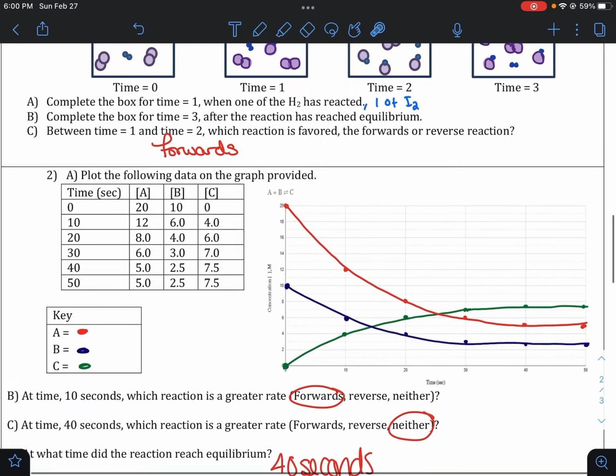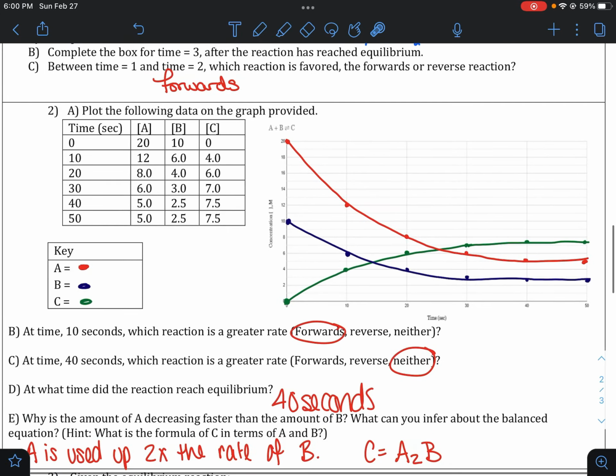All right, number 2, plot the provided data on the graph. Okay, so again, right there, make your key, colors or not colors, symbols, whatever, okay? But make sure you fill in your key. All right, and then, of course, we start with 20 A's, 10 B's, and 0 C's. And again, we just follow based on the data that we're given, okay? And then it says at time 10 seconds, so we're looking right here. Which reaction is greater, the forward, reverse, or neither?